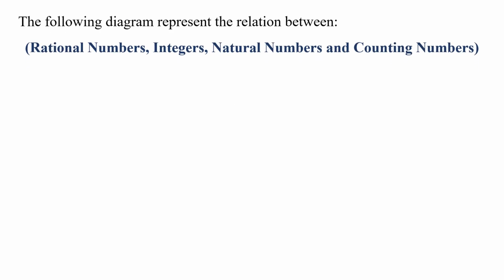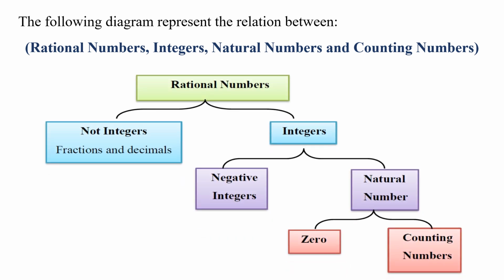Now, the following diagram represents the relation between rational, integers, naturals, and counting numbers. The rational number is the biggest set. It contains integers and non-integers like fractions and decimals. Integers, we have two groups or two sets. The first set is the negative numbers, which are -1, -2, -3, and so on, and natural numbers, which contains 0 and the counting numbers.